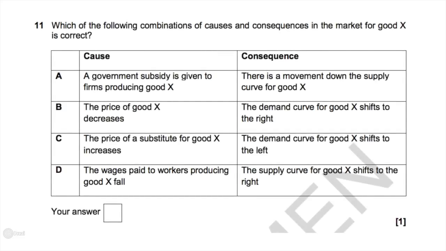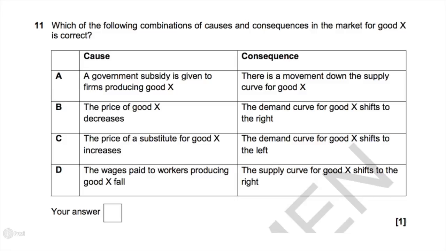Now we're on to the last 5 questions of the multiple choice section, starting with question 11. Which of the following combinations of causes and consequences in the market for good X is correct? A, a government subsidy is given to firms producing X.